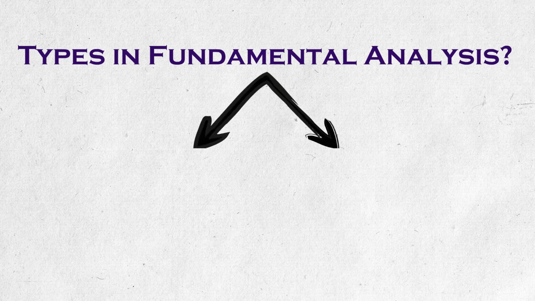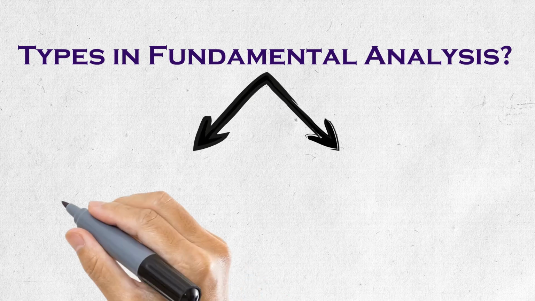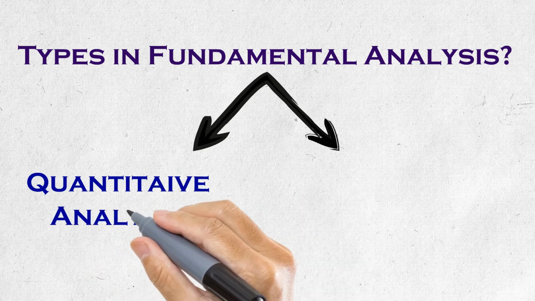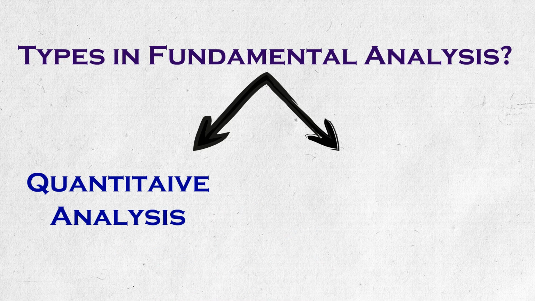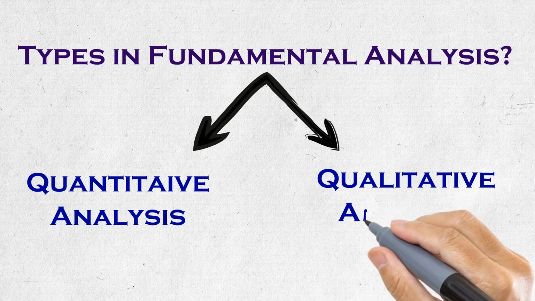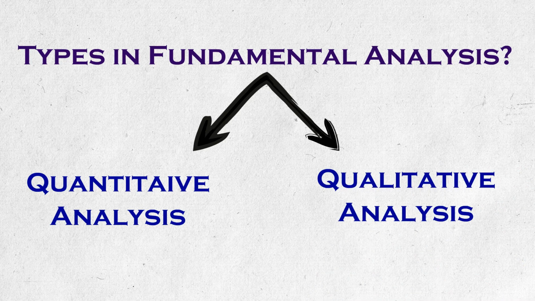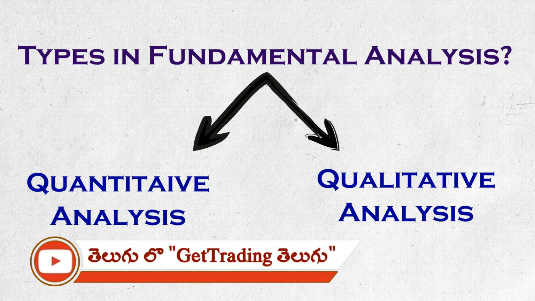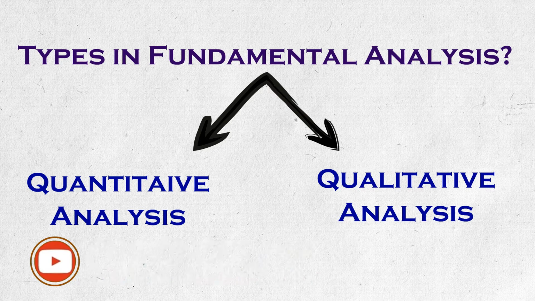Yes, there are two types. Number 1. Quantitative analysis. The type of analysis which is capable of being measured or expressed in numerical terms. Number 2. Qualitative analysis. The type of analysis which is related to or based on the quality or character of something as opposed to its size or quantity. To make you understand the types better, let us see what are the major things each type considers.